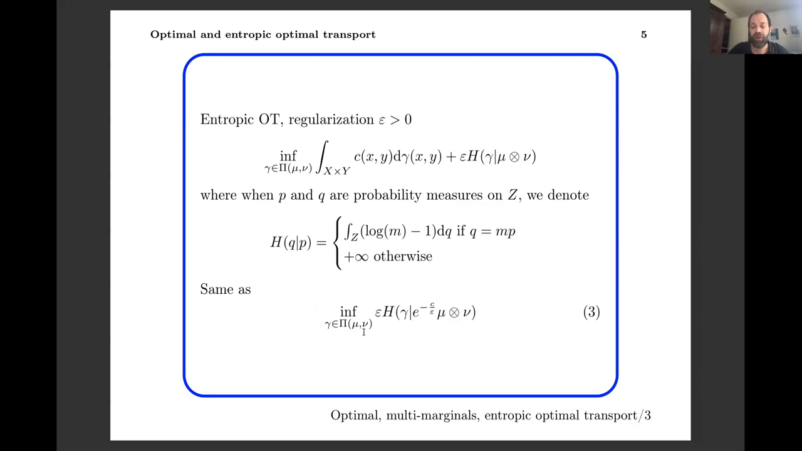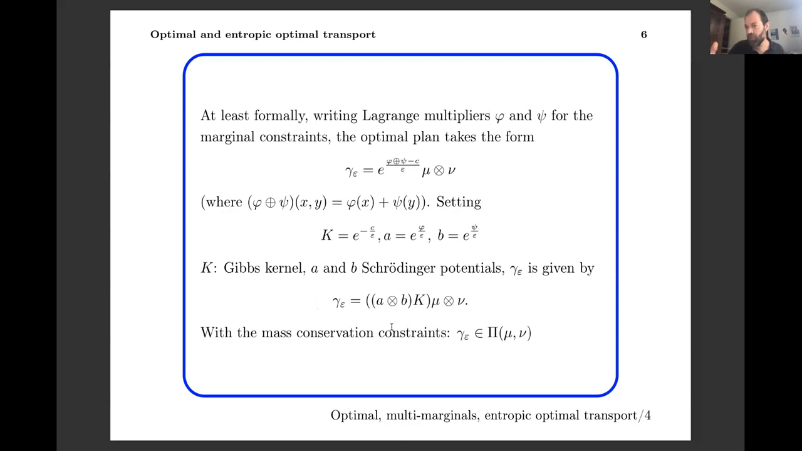So again, this is a strictly convex problem. And at least formally, the structure of the solution is easy to understand. You can write Lagrange multipliers for the marginal constraints. And at least formally, you can guess that the optimal plan gamma epsilon, which depends on epsilon, should be of a product form times the Gibbs kernel e to the minus c over epsilon, mu tensor nu. And of course you can write this in exponential form.